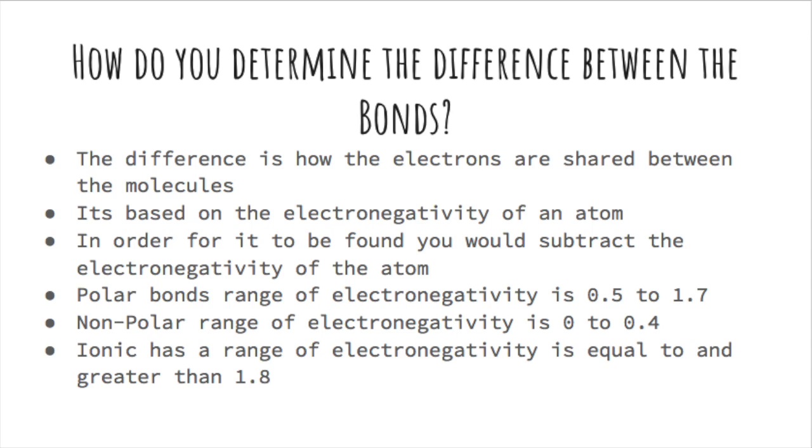Then, once you get that answer for the electronegativity difference, you look at the chart. There's a specific chart that ranges the difference of electronegativity. The nonpolar range is 0 through 0.4, the polar range is when the difference is 0.5 through 1.7, and the ionic range is when it's equal to or greater than 1.8.